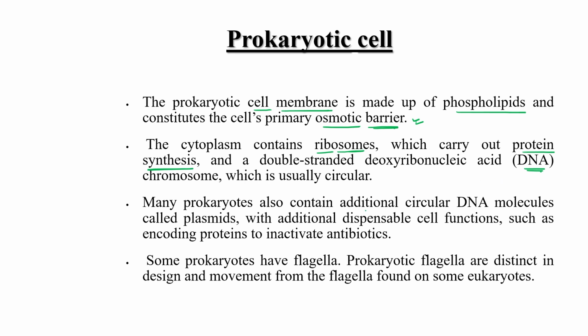Many prokaryotes also contain an additional circular DNA, which we have just seen in the previous slide in that picture. That is known as a plasmid, or an extra-chromosomal DNA molecule, with additional dispensable cell functions such as proteins to inactivate antibiotics, because they have antibiotic resistance genes within them. Okay, that's why.